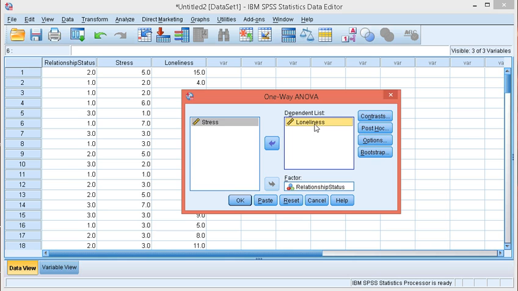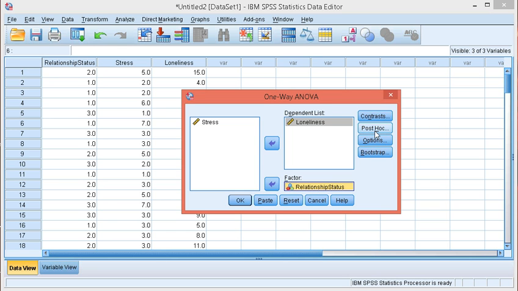Now if it's the first time that you'll click that, it would look like this. Your dependent variable is loneliness, that's the one we're predicting, so place loneliness there. And then your factor is basically your independent variable, which is relationship status. So click this arrow so that it would go there.